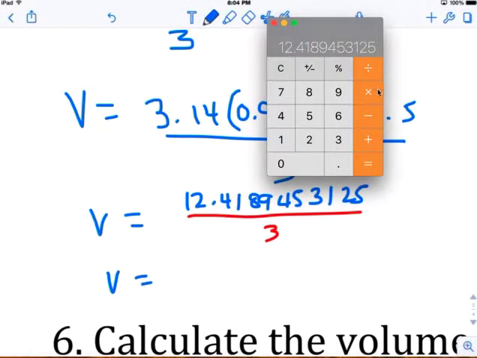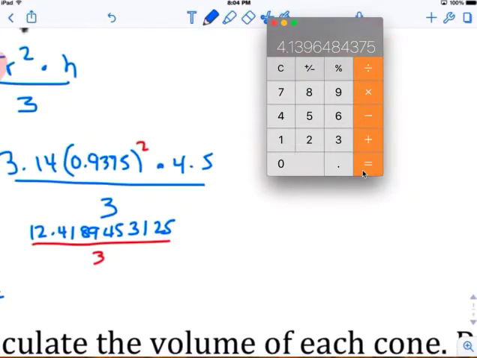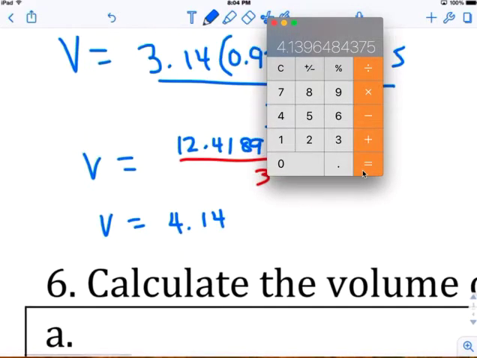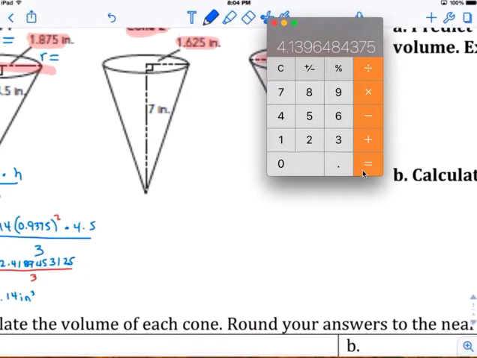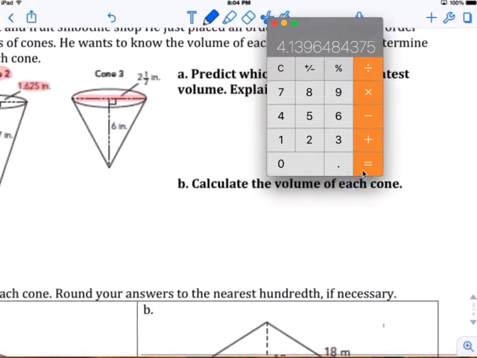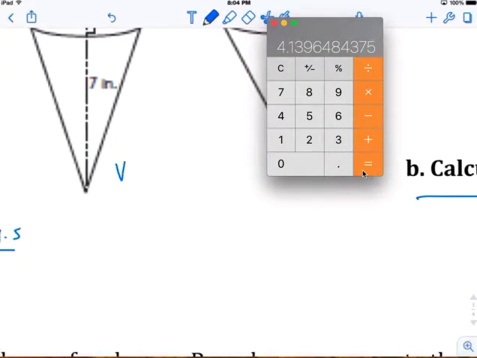Volume equals, it says round to the nearest hundredth. Oh well, let's round it to the nearest tenth, and hundredths just in case. Inches cubed. Okay, and do this next one here beside it. Same way. Because it says calculate the volume of each one of them, make sure you do the same here.